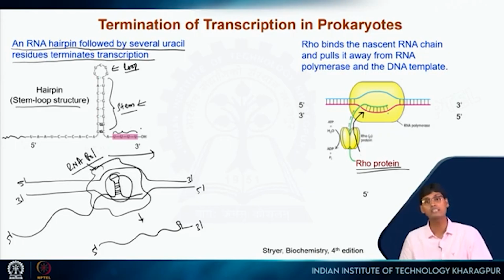But during in vitro transcription, it is happening inside the tube, and we are not adding any other protein, no Rho protein there. That's why the length of those RNA are much bigger than the gene itself. So as a result of that, those are the two major things in case of prokaryotic transcription, where hairpin structure or stem loop structure as well as Rho protein stop transcription.